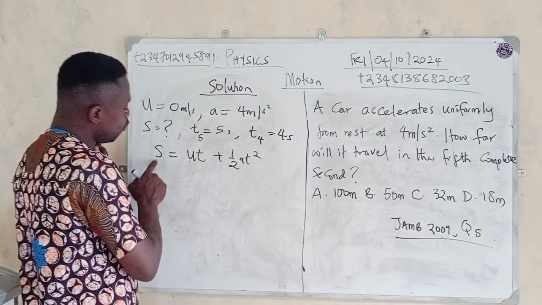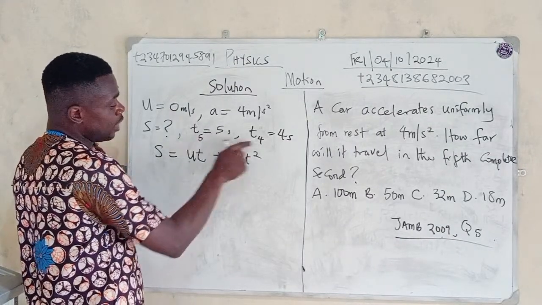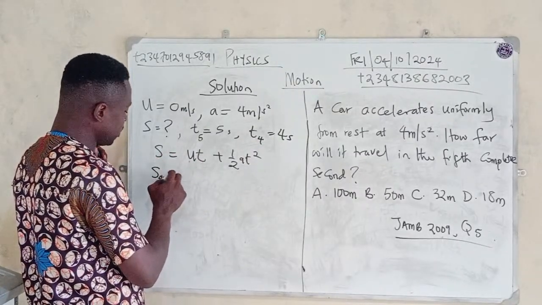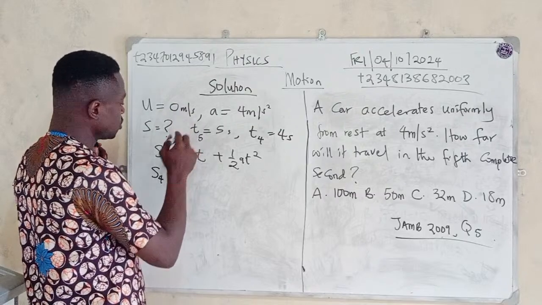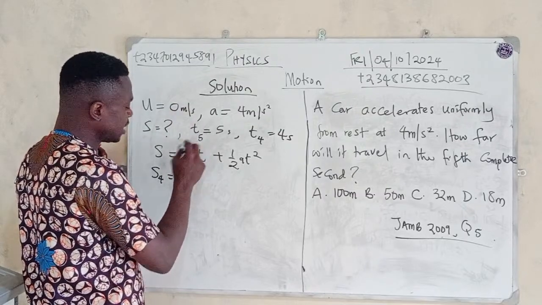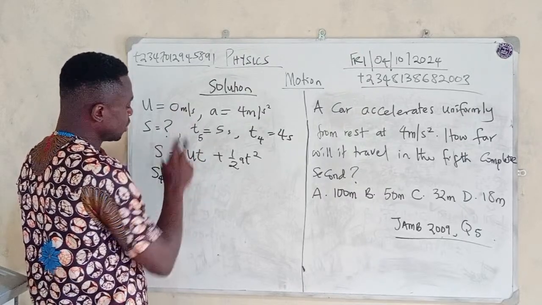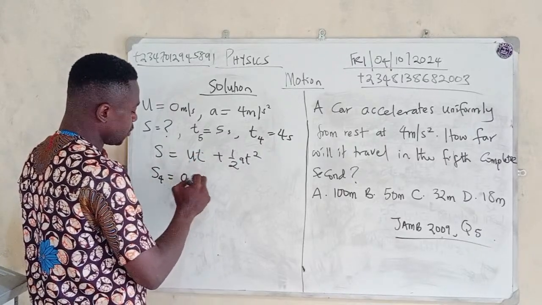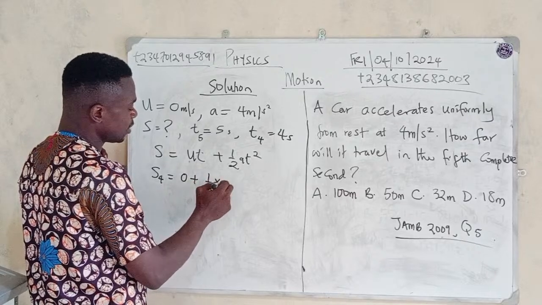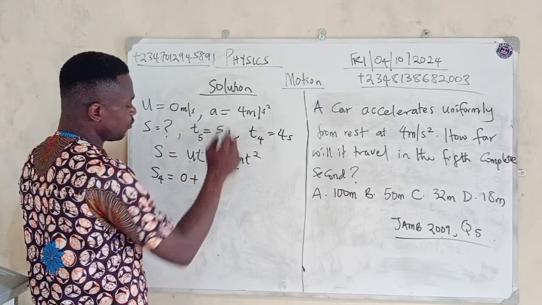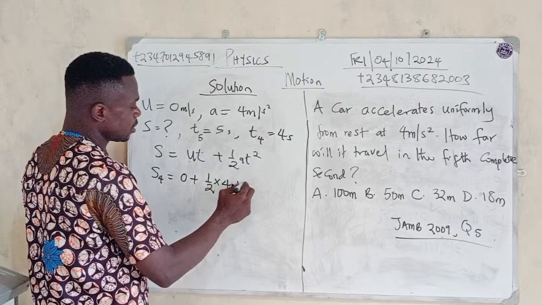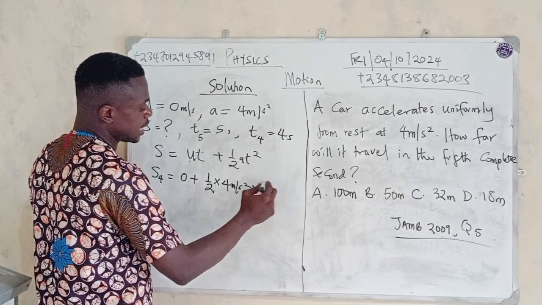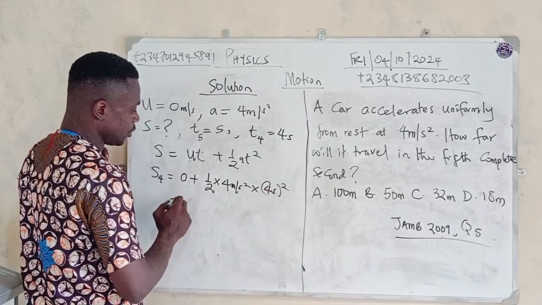We need to find the distance when the time is 4 seconds, so you can label it S4. S4 is equal to what? We substitute 0 times time. Once you put 0 here, everything here becomes 0, so let's not waste our time here. It's equal to 0 plus half times a, which is 4 meters per second squared, times t, which is 4 seconds squared.